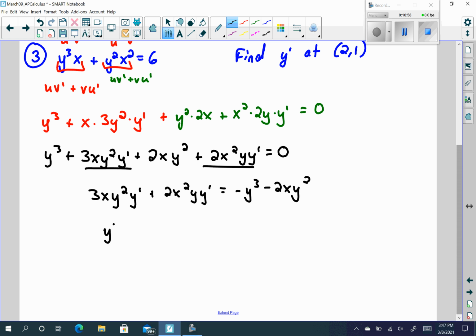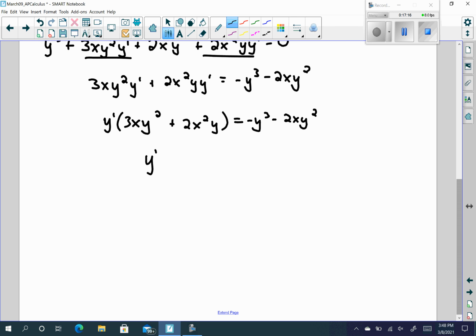Then we'll factor out a y prime, and we're left with 3xy squared. It's very easy to overlook an exponent, so always make sure you've got all the pieces here. Then plus 2x squared y. And then we'll just divide. So y prime is going to equal negative y cubed minus 2xy squared over 3xy squared plus 2x squared y. Now, if you wanted to, you could factor out a y, but we're just substituting in numbers, so it really doesn't matter if we simplify that any further.